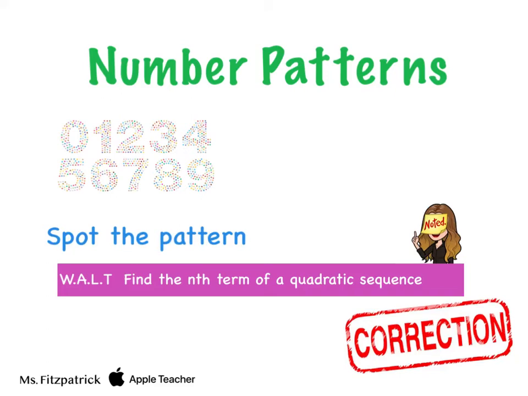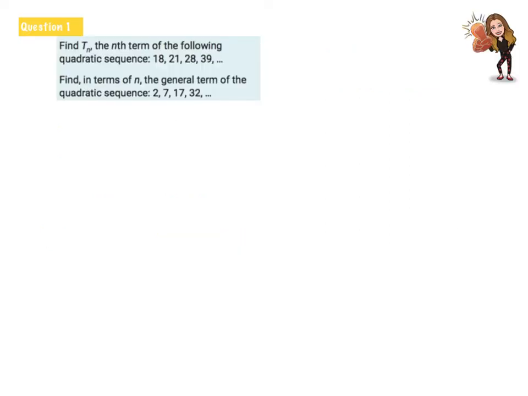This video is going to explore the corrections of finding the nth term of a quadratic sequence. So we have question 1 and we're told to find the nth term of the following quadratic sequences. First up we have 18, 21, 28 and 39.